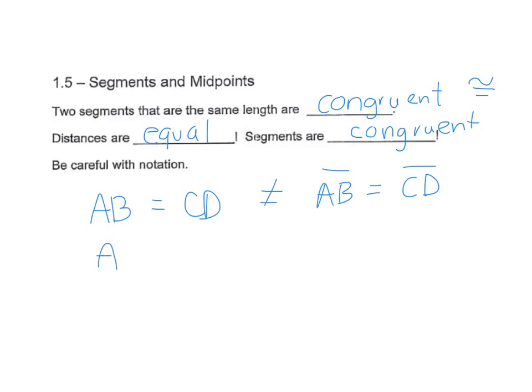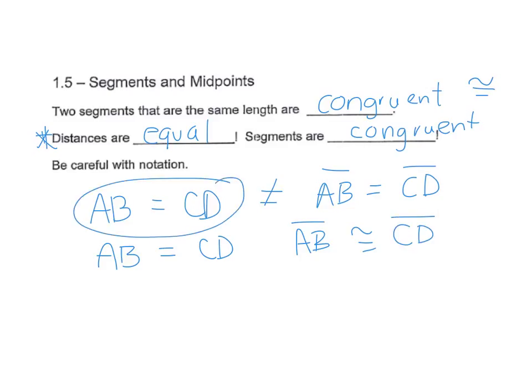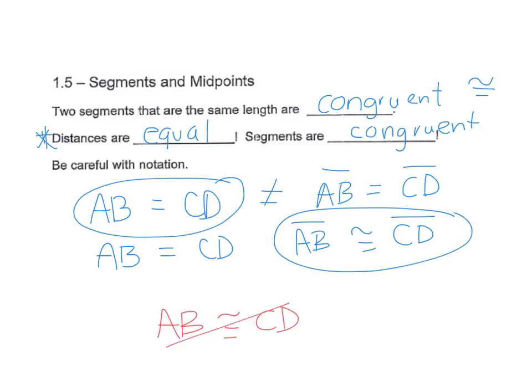So if you know that the distance AB is equal to CD from this line right here, it means that the segment AB is congruent to the segment CD. This is the proper way to write it. I also would not write that two distances are congruent. That's not how you write it. The way that you write it is either the distances are equal or the segments are congruent.